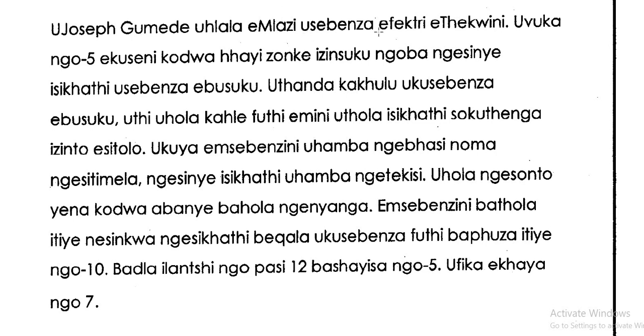Mlanzi is a place. A factory is a place. A queen is a place. They must carry on looking and get places. Esitolo, emsebenzini, they will be able to get verbs and also be able to get places.